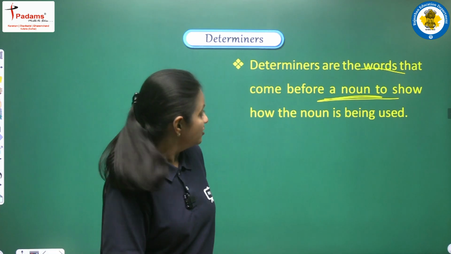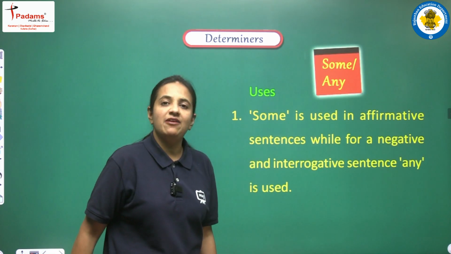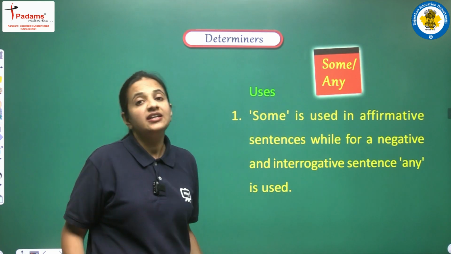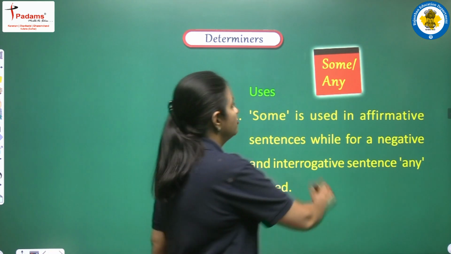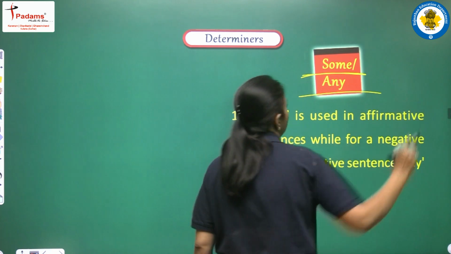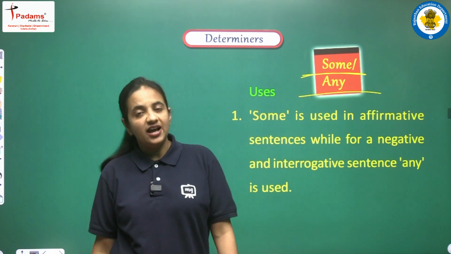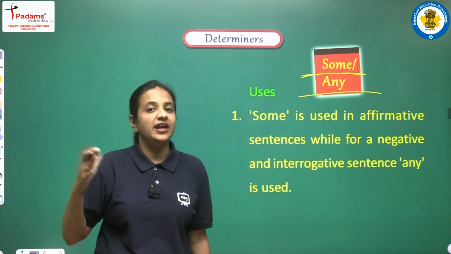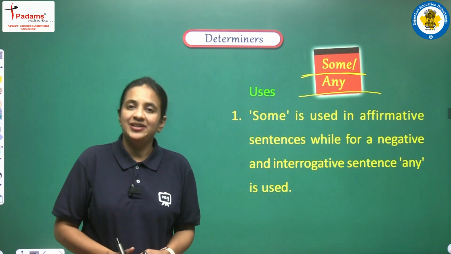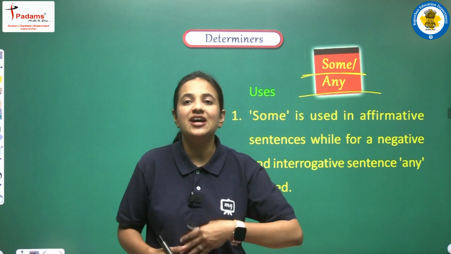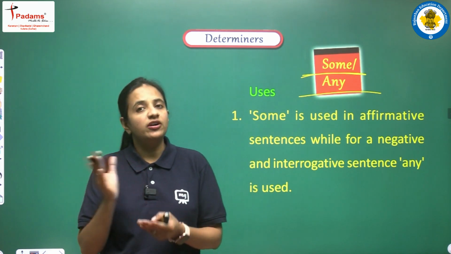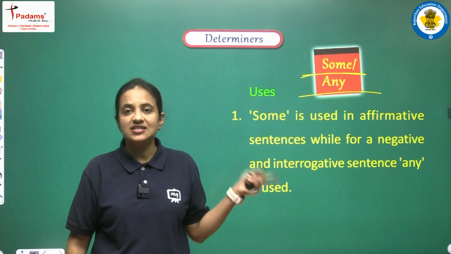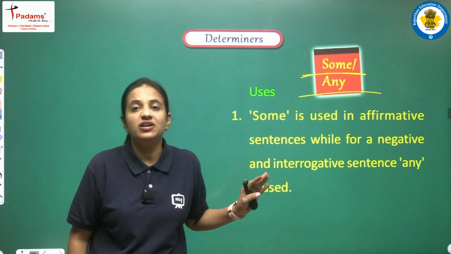All right. So students, moving on, first of all we have our first pair of determiners. First of all we will discuss some and any. They are two different words, some and any. What is the meaning of some and any, how they are used in a sentence, and what is the difference between some and any, all these things we will cover here.